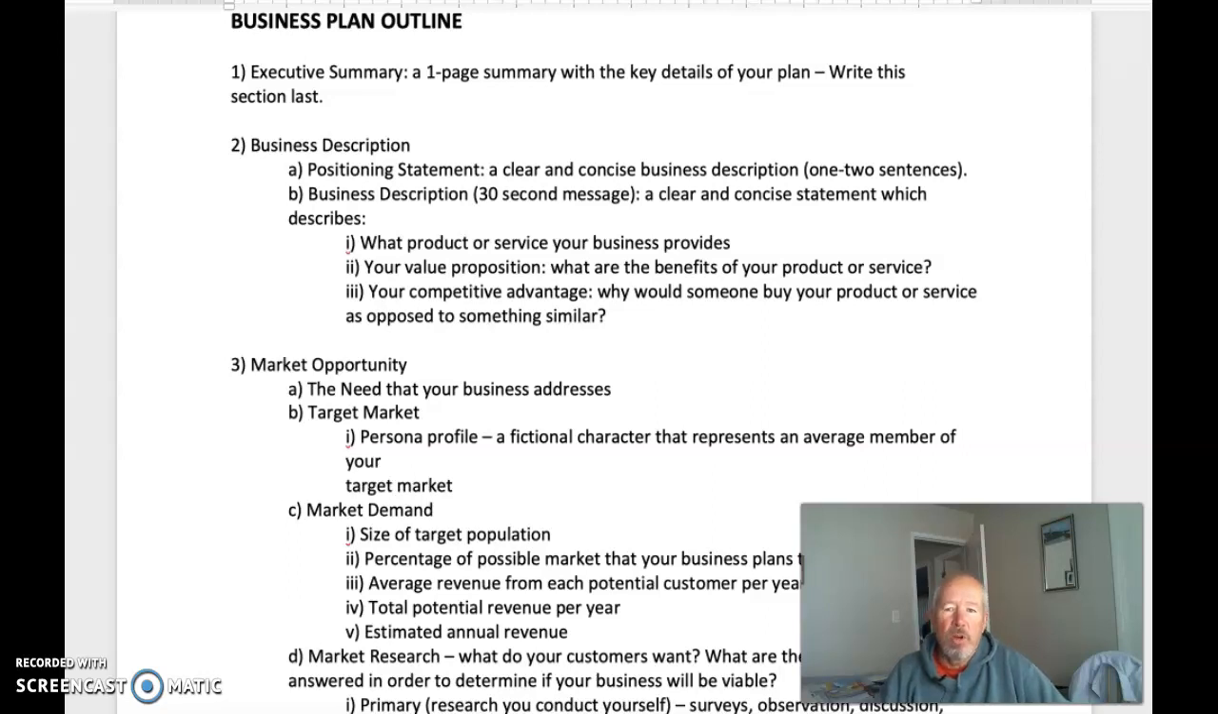Then we're going to get into the market opportunity. We're going to address the need that our business or product addresses. We're going to identify who our target market is. Who are we going to be selling to? Some people say it's going to be everyone. Well, it's not. It's a small group that you'll actually be able to sell to. And we're going to develop a persona profile of a key representative or a fictional person who represents a member of that group, identifying the demographics and the psychographics.